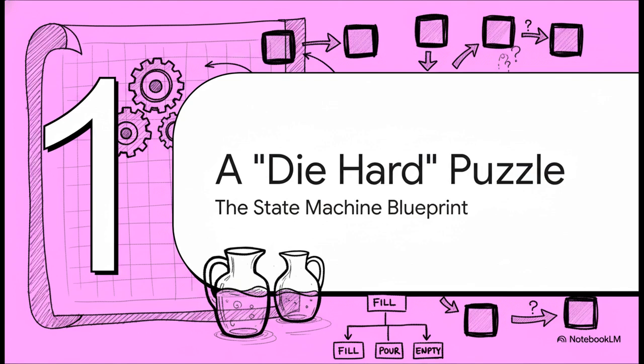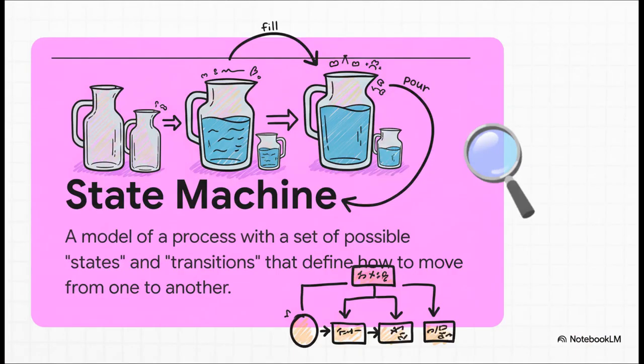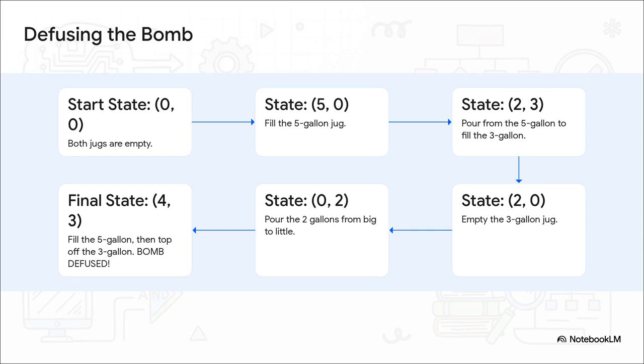And this blueprint has a name. It's called a state machine. A state machine sounds complicated, but it's really not. It's just a way of mapping out any step-by-step process. The state is just a snapshot in time. For us, that's how much water is in each jug. A transition is just an action that moves us from one state to another, like filling a jug or pouring water out.